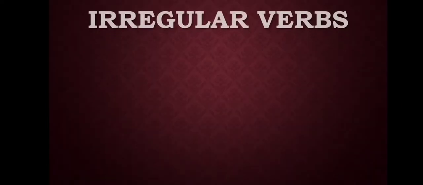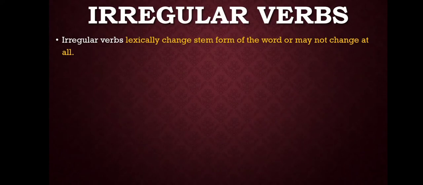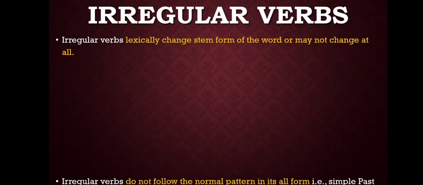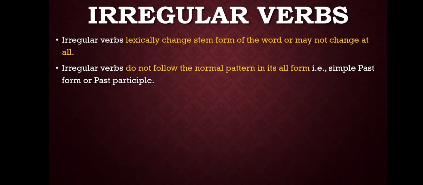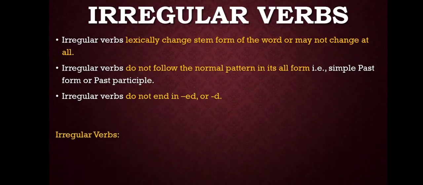On the contrary, here are irregular verbs. Irregular verbs change the stem form of the verb or may not change at all. They may entirely change the whole word, or they may have another irregular pattern. These do not follow a normal pattern, unlike the regular verbs, in their simple past form or past participle form. Irregular verbs do not end in ed or d.